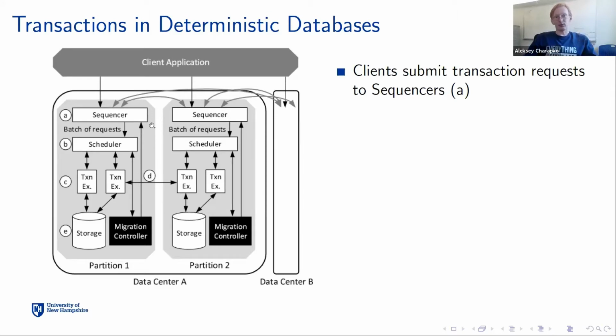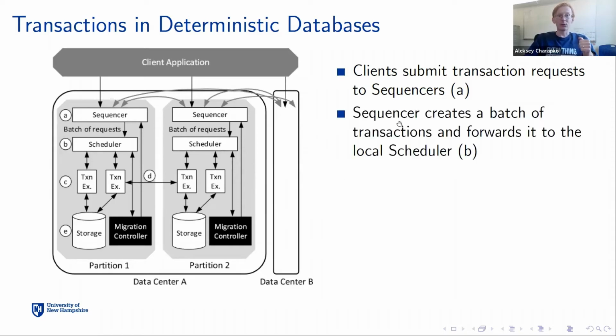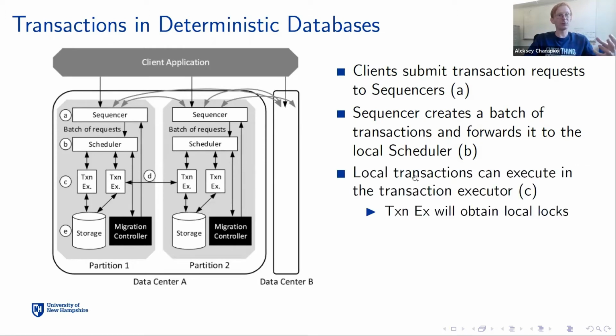And this allows a lot of benefits in terms of transaction execution, since they're pre-ordered. We can optimize things like having independent transactions run concurrently, and dependent transactions acquire local locks instead of distributed locks, just by virtue of this pre-ordering. After the sequencers create this batch of transactions, each sequencer will forward the batch to the local scheduler. And the scheduler is essentially going to pass these transactions into the execution layer.